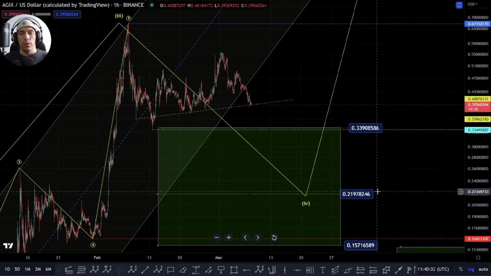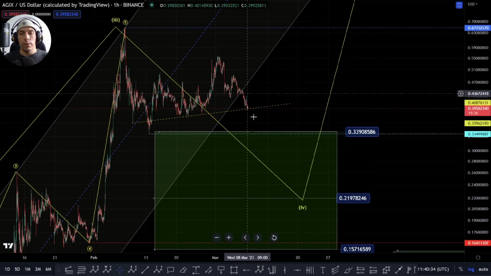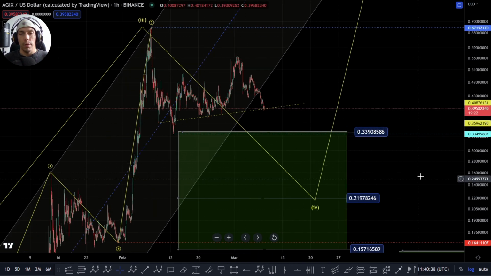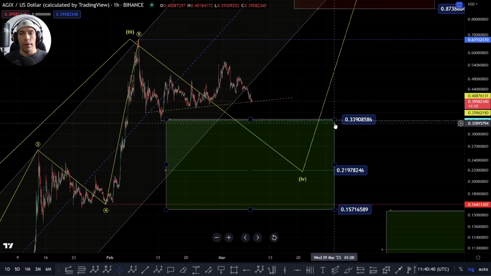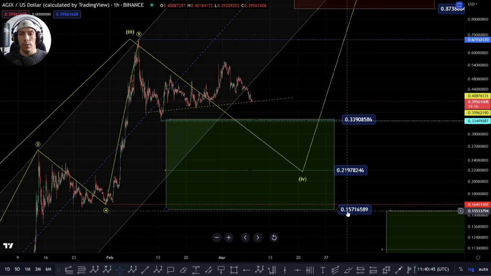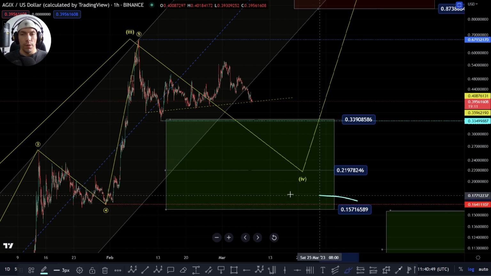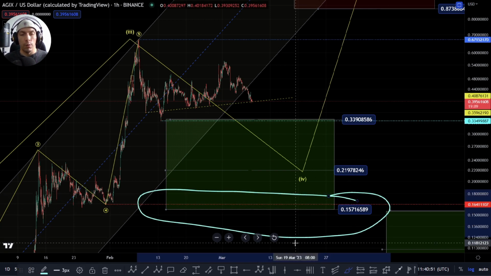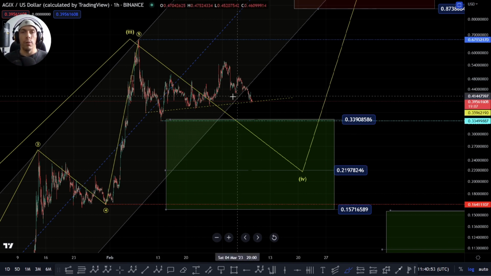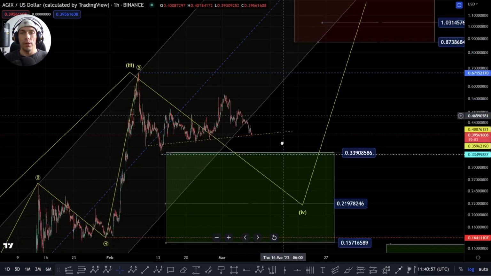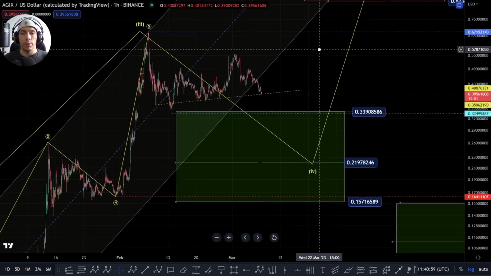Okay, so basically what we're looking for here is still that potential that we could have a fourth wave correction in play, where we're looking for a move that could potentially take us down to the zone of the 0.3390 to this 0.1571 at the low range of the move. So this would be our key area that we'd be looking to hold for support if we're looking for this continuation to the upside. For as long as we hold this zone, I am still looking for that potential that we could get this fifth wave to the upside.